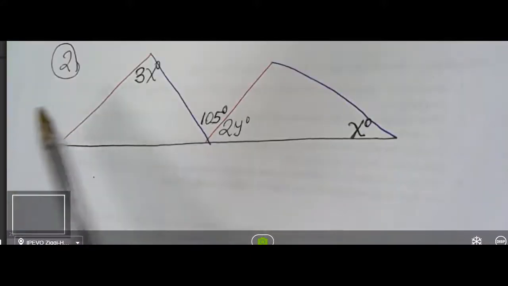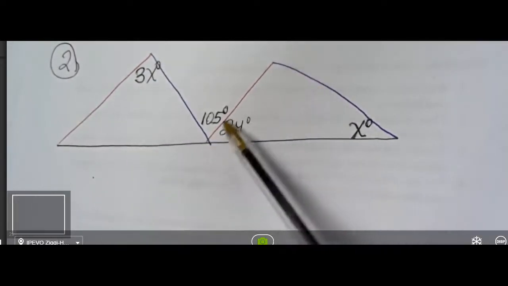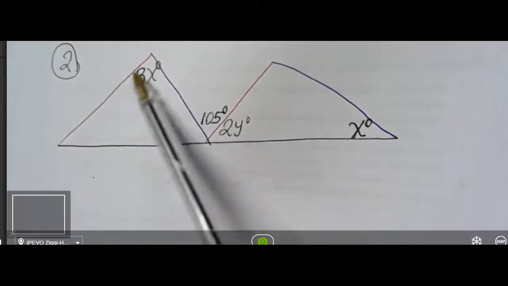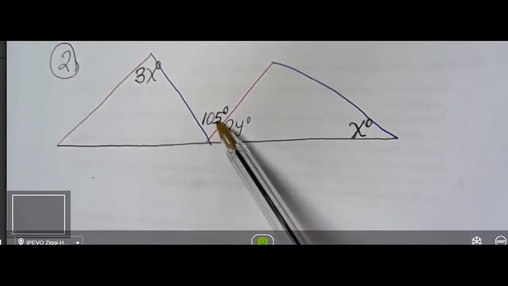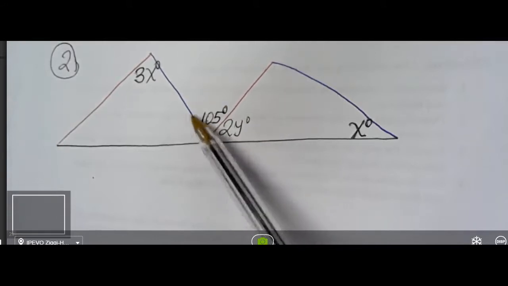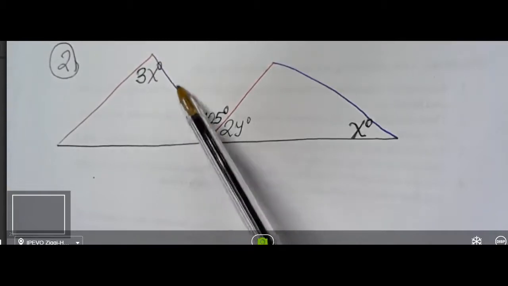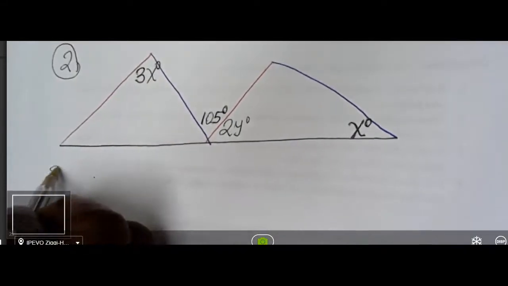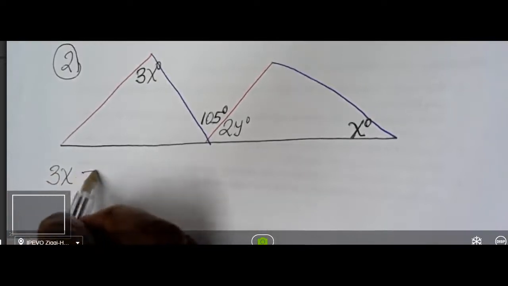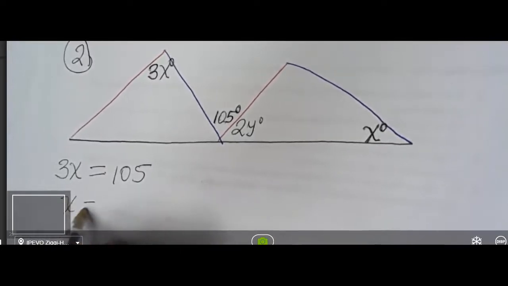Alright, how about this one? Here are the two red lines, this and this. If these two red lines are parallel, then the blue line will be transversal. And what do we know? Well, we know this angle to be 105, and this angle and angle 3x are on opposite sides of the blue line. So they are alternate, and they are inside the red lines, so they are alternate interior. Alternate interior angles are congruent. So 3x would equal 105. And therefore, x would equal, we divide both sides by 3.